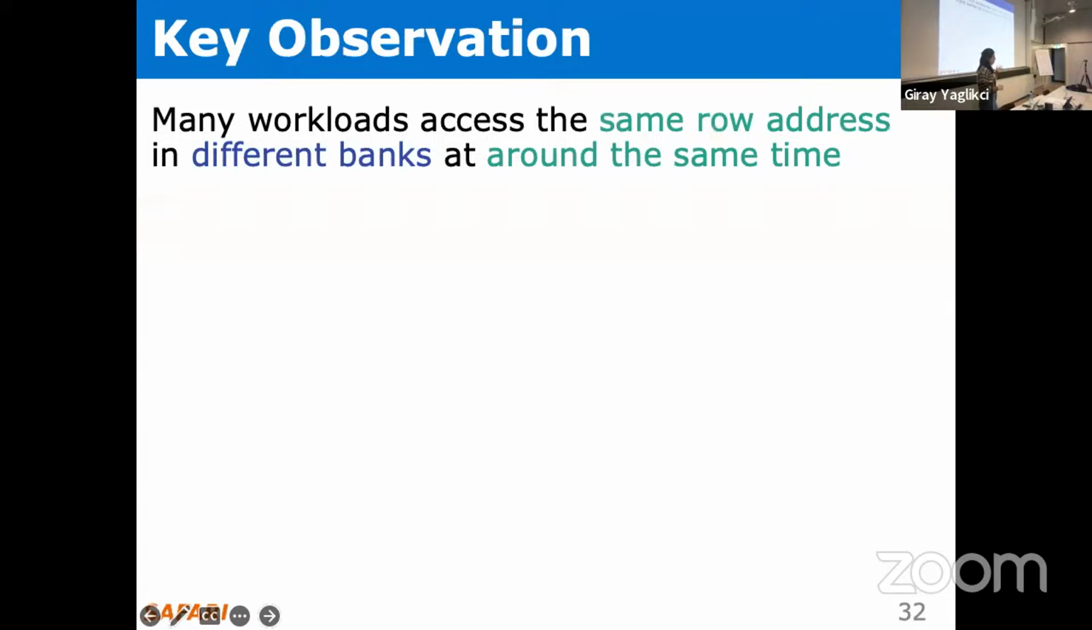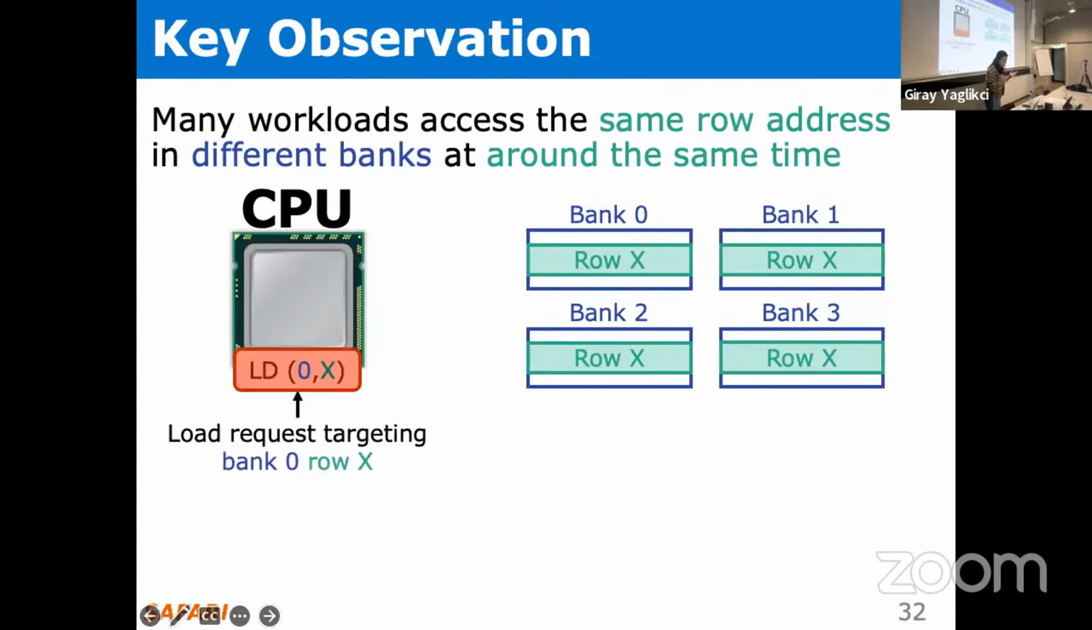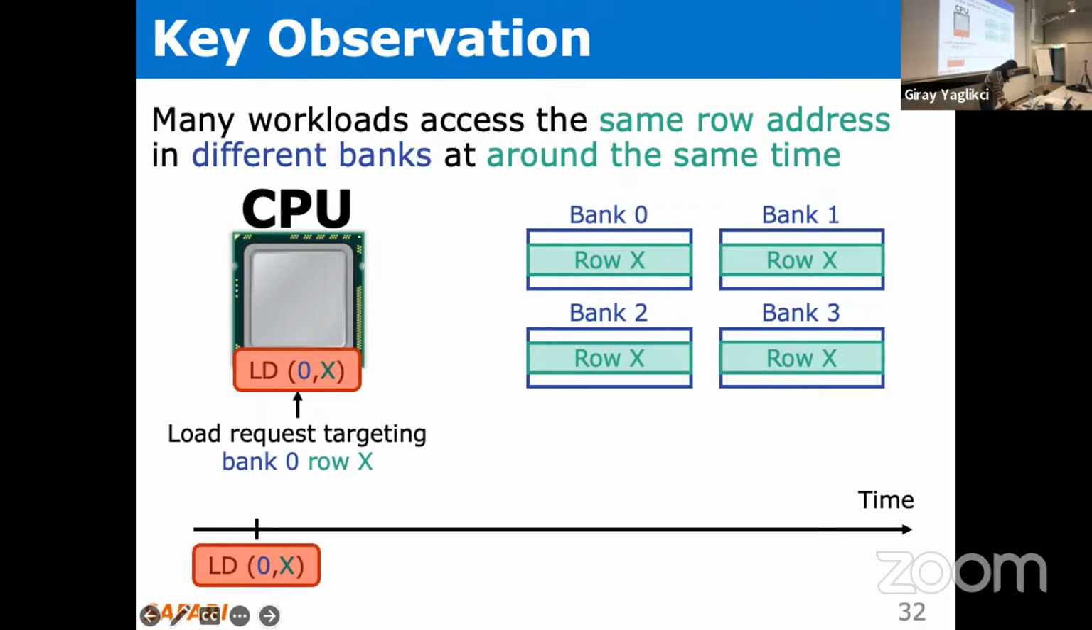Abacus' key idea, which I will talk about in the next slide, is based on a key observation that we make on how workloads interact with the main memory. I will show what we observe over an example. Here is a system with a CPU and 4 DRAM banks. As you can see, each DRAM bank has a DRAM row at the same row address, highlighted with the label row X. And a workload running on the CPU generates a load request targeting bank 0 and row X at the beginning of this timeline.